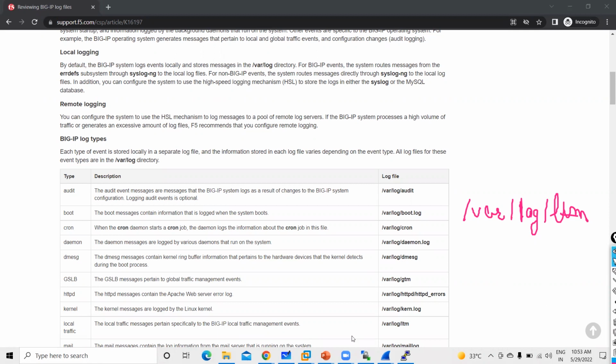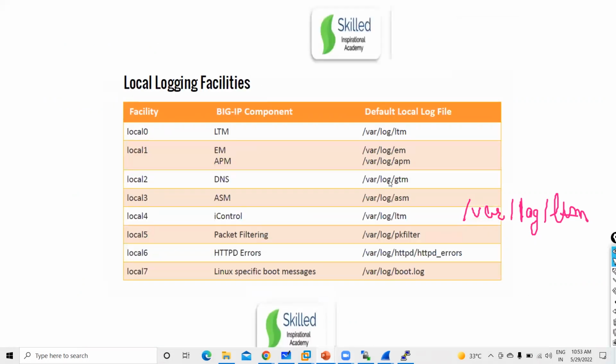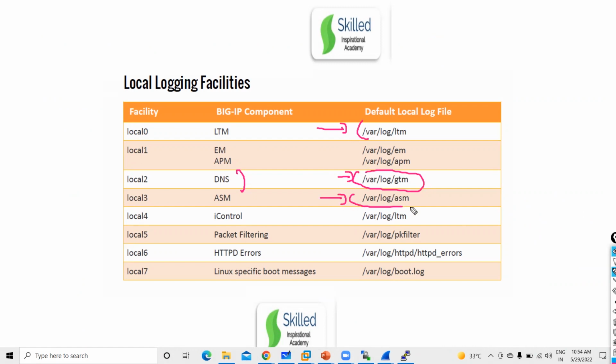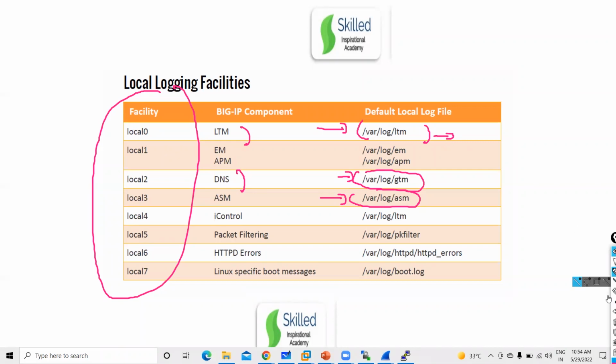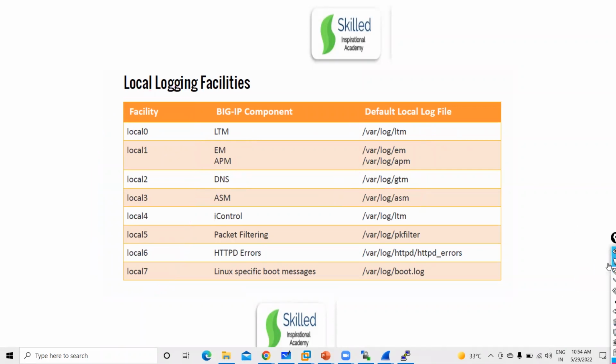Now, if I want to see, you can just refer to that. See, LTM related logs will be stored here. If you want to see GTM related logs, those are stored here. If you want to see ASM related logs, those are here. So they are divided into facilities. Don't need to cram it, guys. Just need to see which component stores. So this file you just need to remember. That's it. If you want to take a snapshot, you can take a snapshot of this.